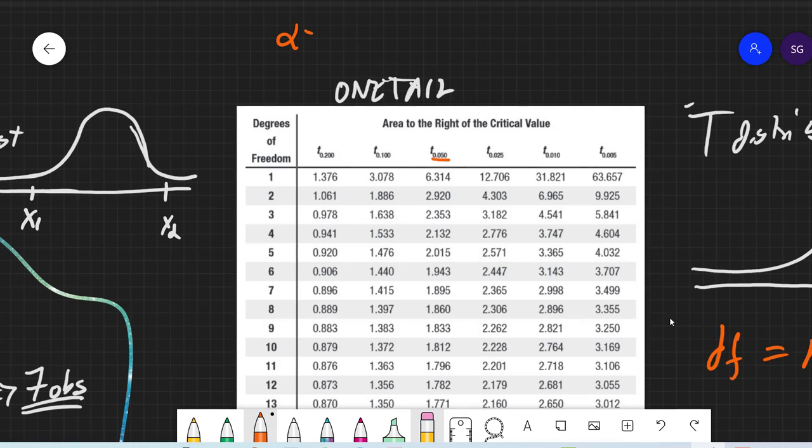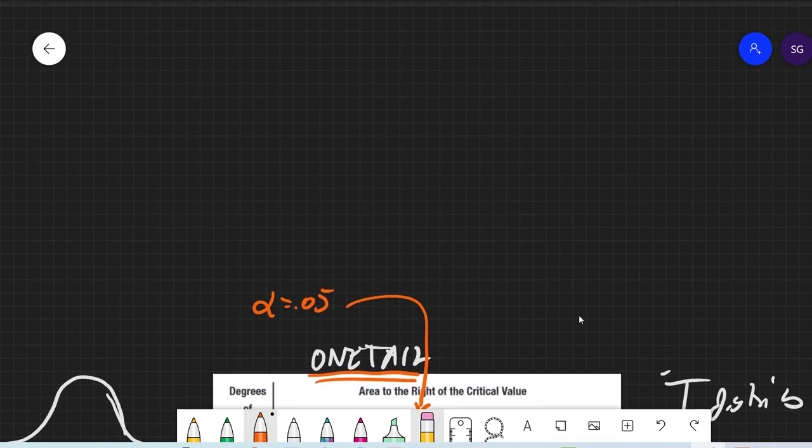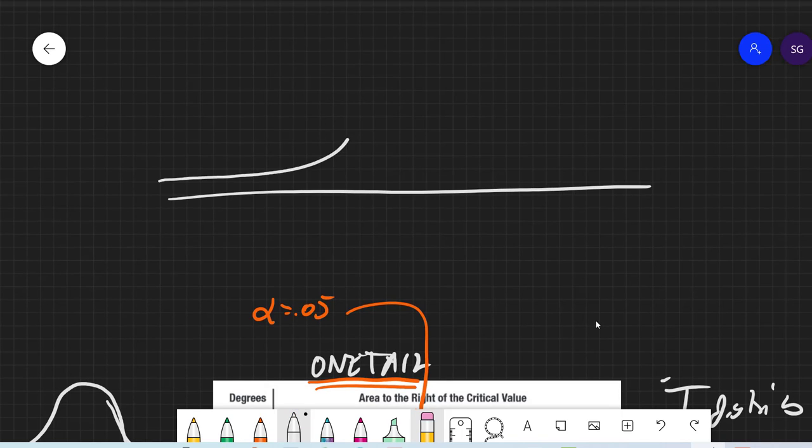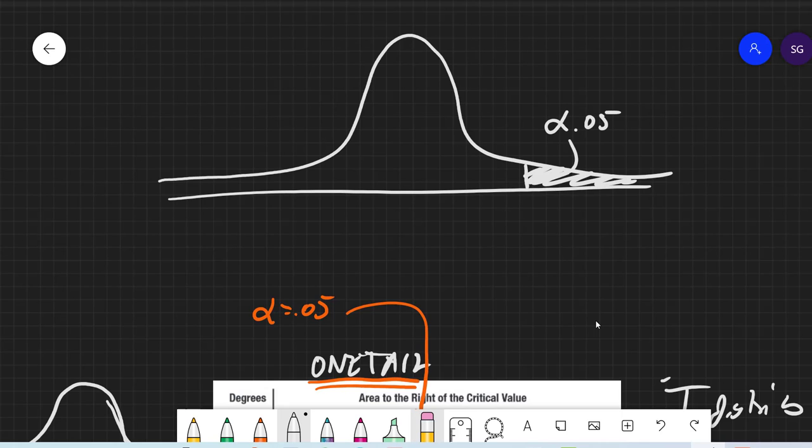Alpha is equal to 0.05. That coincides with this guy. We're good to go. But our table, again, is a one-tailed table. If our table is a one-tailed table, I can't use 0.05, because if this is 0.05 in a one-tail situation, then 0.05 divided by 2 is equal to 0.025.